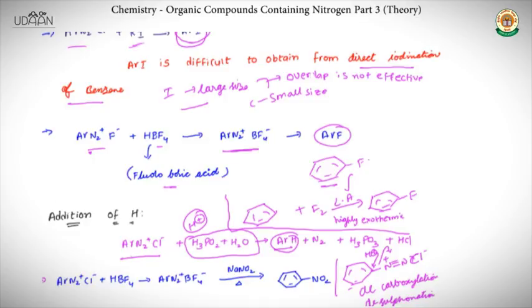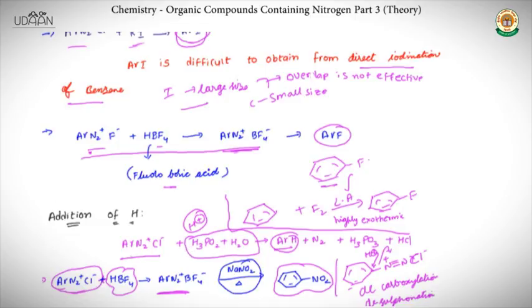Now the next one is addition of NO2 to the ring. So here also we are doing the same thing. We are starting with a diazonium salt, say ArN2 plus Cl minus, and you have treated this with fluoroboric acid. You are going to get this compound, say. Now this is same as up to here. Now if you treat this with say NaNO2, then you are going to get PhNO2.